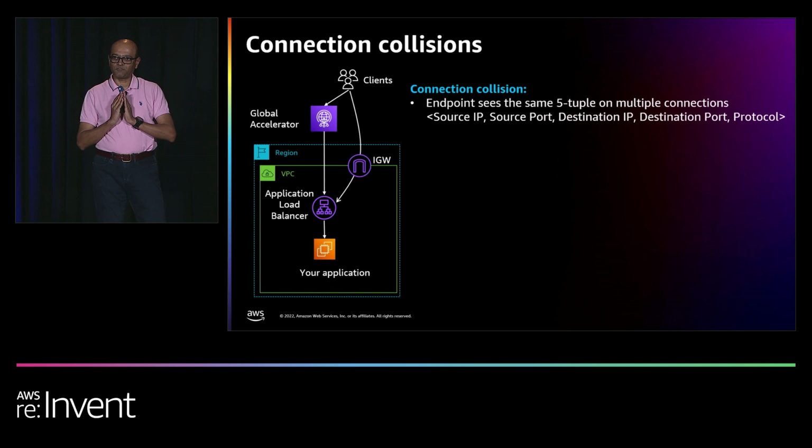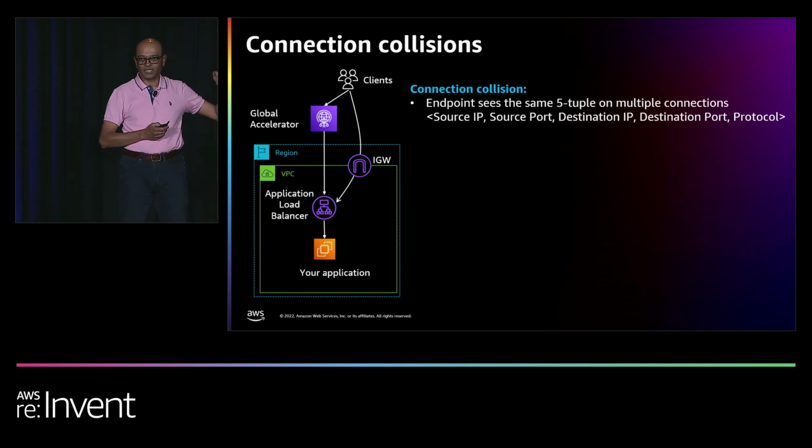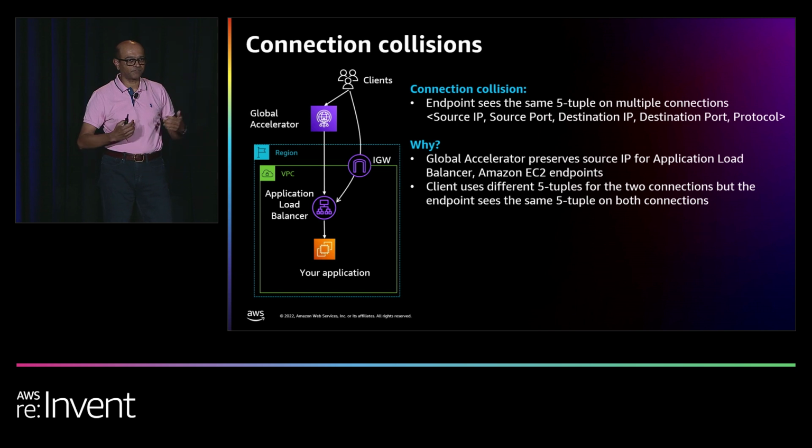Yes, from a client perspective, they're addressing the Global Accelerator IP address and also the IP address corresponding to the ALB. However, there's a feature that Global Accelerator supports called client IP preservation. So when the application load balancer sees the traffic coming from the global accelerator, it's not seeing the global accelerator's IP, it is actually seeing the client's IP. So from an application load balancer perspective, it appears as if the same source IP, the same destination IP, the same source port, the same destination port and protocol are arriving from two different connections. And that's what causes connection collision.